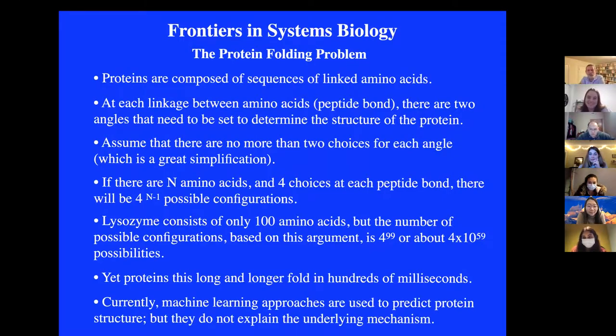Now, right now, machine learning approaches are used to take a lot of other proteins that have been folded and whose X-ray structure is understood, and they've reconstructed them and use those as exemplars to say, okay, if I see this sequence, there are a few changes, a few mutations here and there, but basically it's going to fold like this. And the predictions are pretty good, but it doesn't say anything about how it actually works. So that's an open problem and still an open problem.